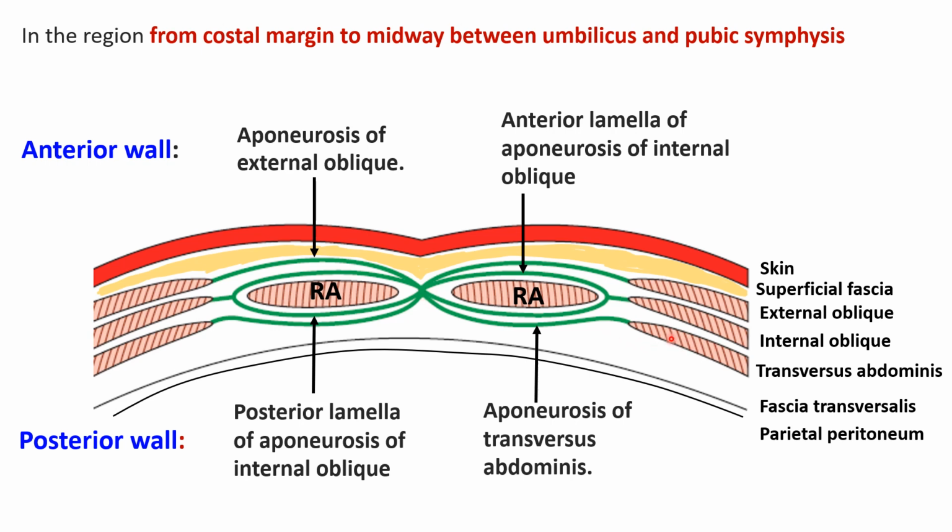So here then when we look at the transversus abdominis muscle, its aponeurosis is going behind the rectus abdominis muscle, and all these aponeuroses are interlacing at the linea alba. This will be the region of the linea semilunaris. So here the anterior wall will be formed by the aponeurosis of the external oblique muscle and the anterior lamella of the aponeurosis of the internal oblique muscle. Whereas the posterior wall will be formed by the posterior lamella of the aponeurosis of the internal oblique and the aponeurosis of the transversus abdominis muscle.